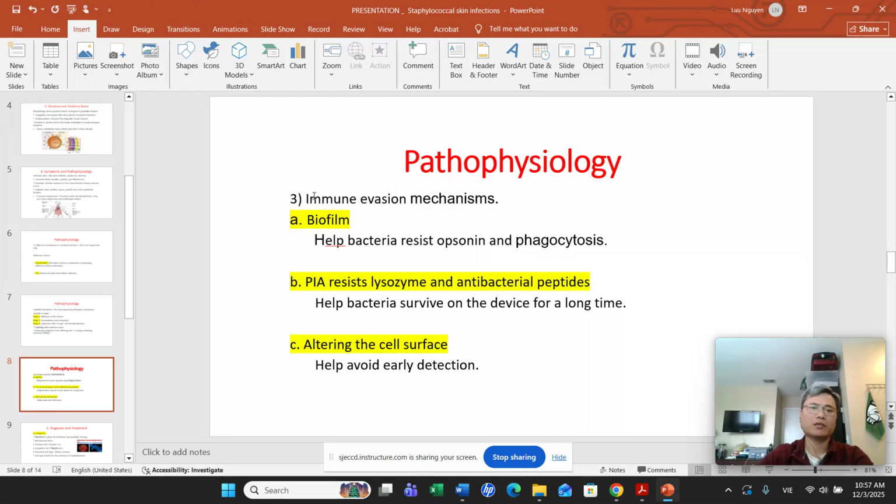Number 3, immune evasion mechanisms. It includes biofilm. This helps bacteria resist opsonization and phagocytosis. PIA resists lysozyme and antibacterial peptides. This helps bacteria survive on the device for a long time. And third, altering the cell surface helps avoid early detection.